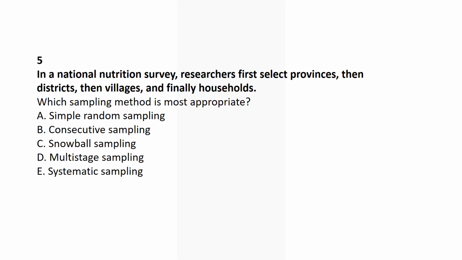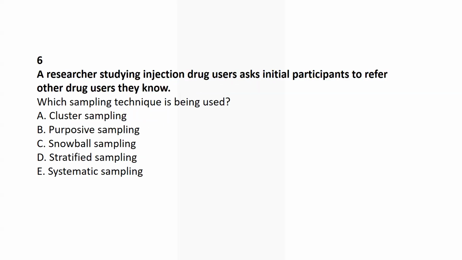Question number five: in a national nutrition survey, researchers first select provinces, then districts, then villages, and finally households. Which method is this? Option A, simple random; B, consecutive; C, snowball; D, multi-stage; and E, systematic. D, multi-stage. Yes, the right answer.